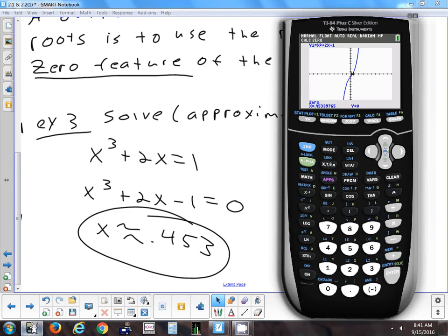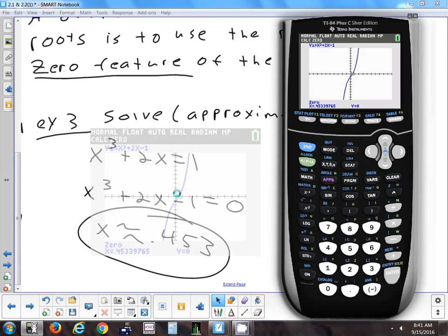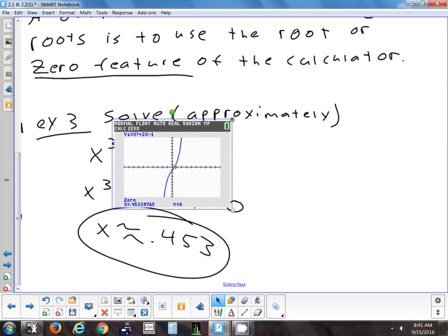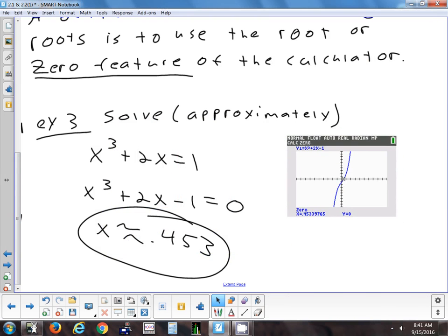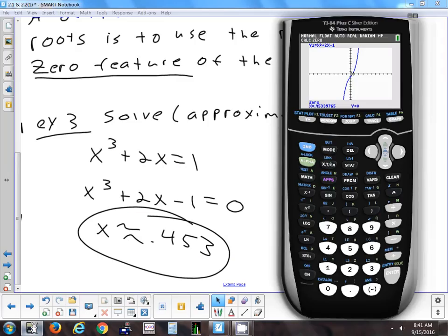So that's one way to do it on the calculator, using a 0. Does anybody know another way I could have done this? We did this method earlier, leaving it just the way it is in step 1. There's another feature under calc that we've used before that would help us find that 0.